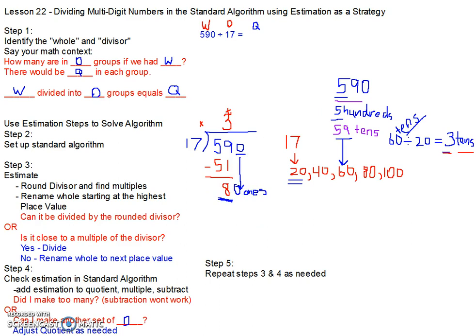Then I asked myself, with this new number here, is this close to any of my multiples of my estimated divisor? And actually it is. It's right there. It's an 80. So I would write that division sentence, 80 ones. And remember that that is ones, divided by my rounded divisor. And I would ask myself, how many groups of 20 can I make out of 80? And that is 4. And remember that this is in the ones.